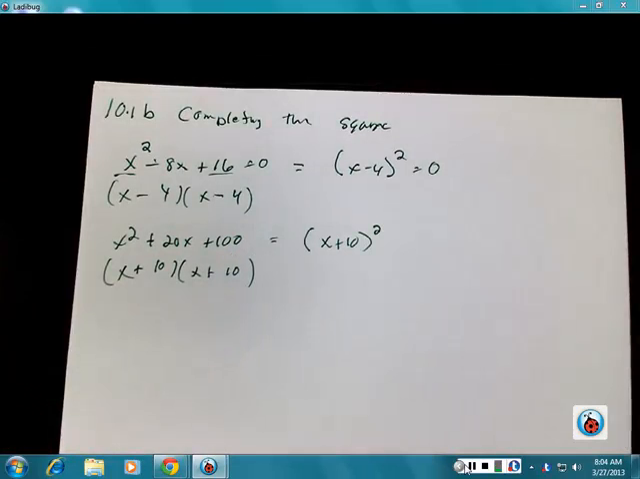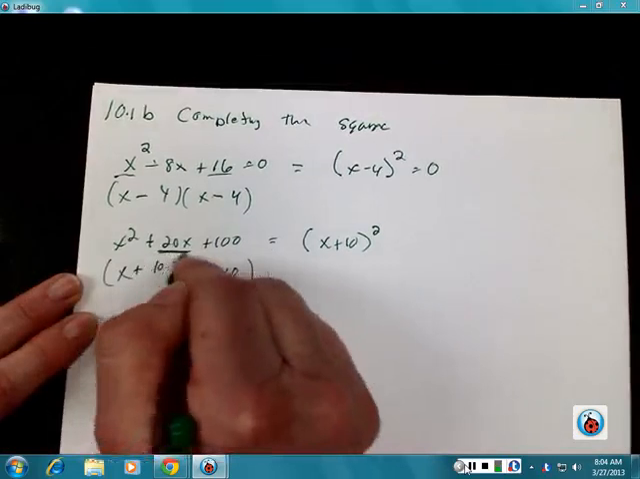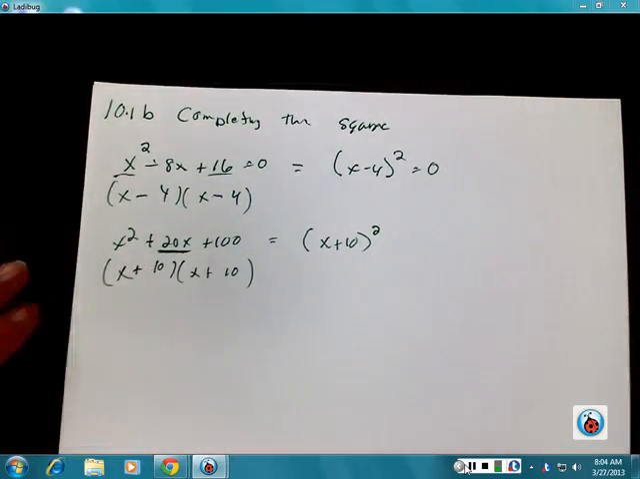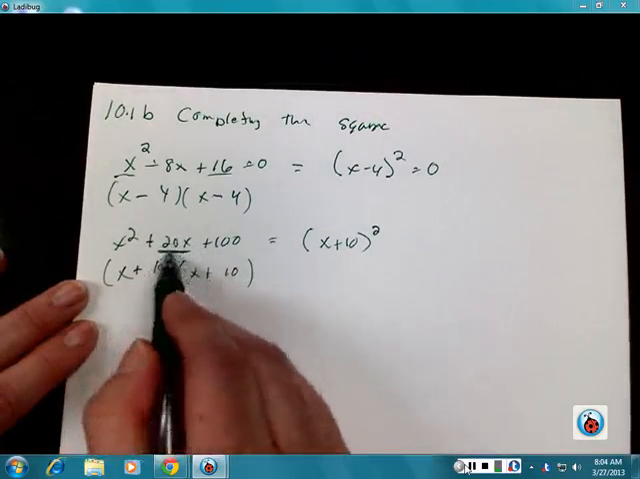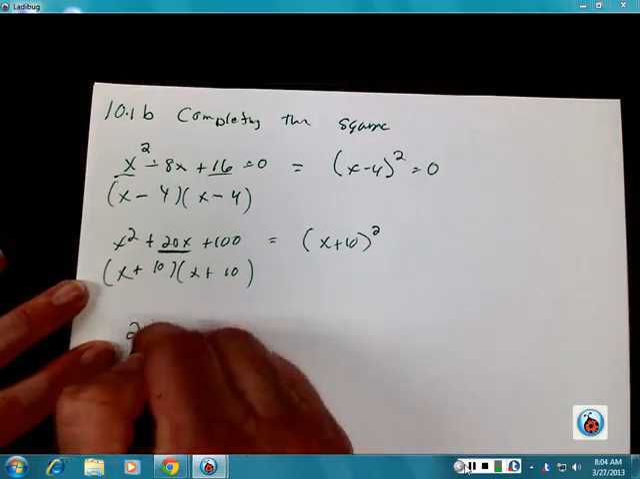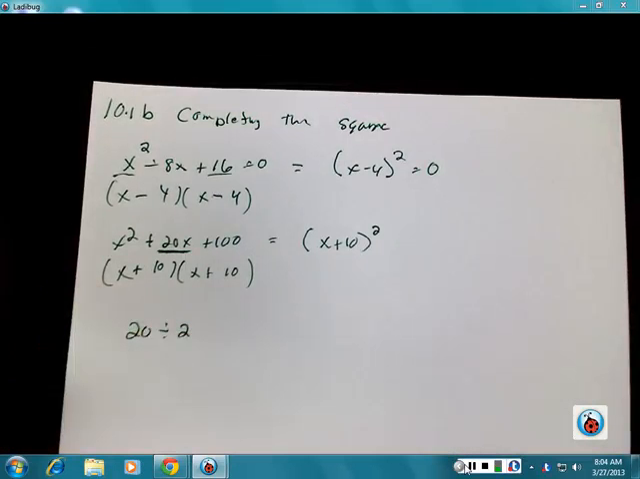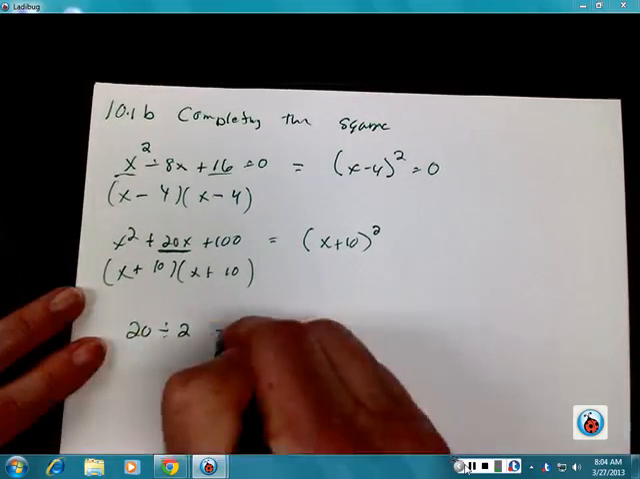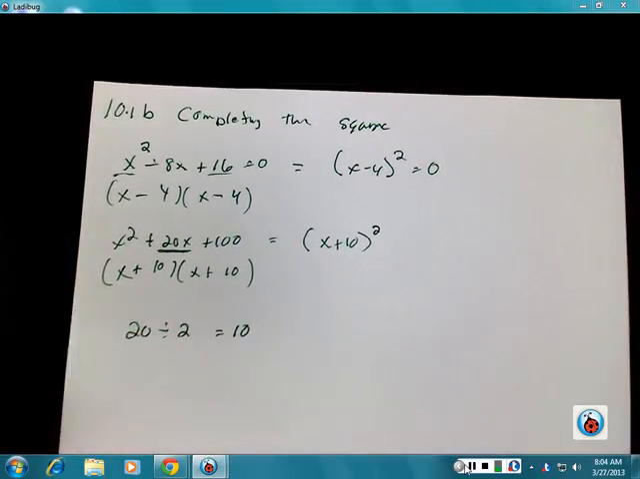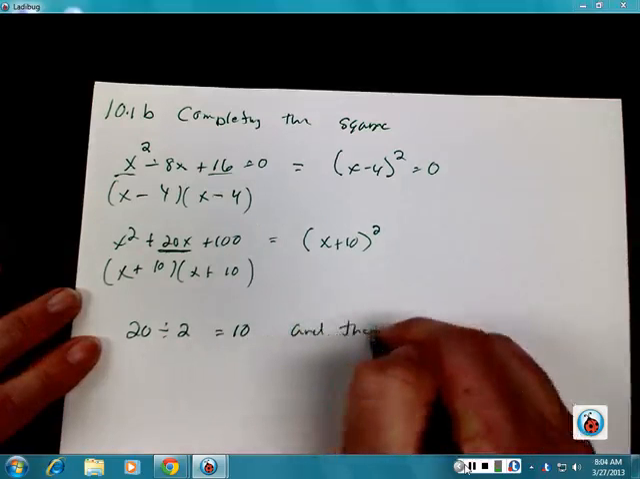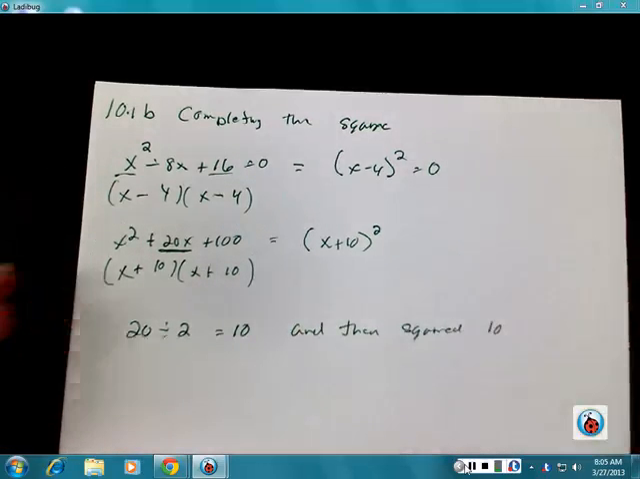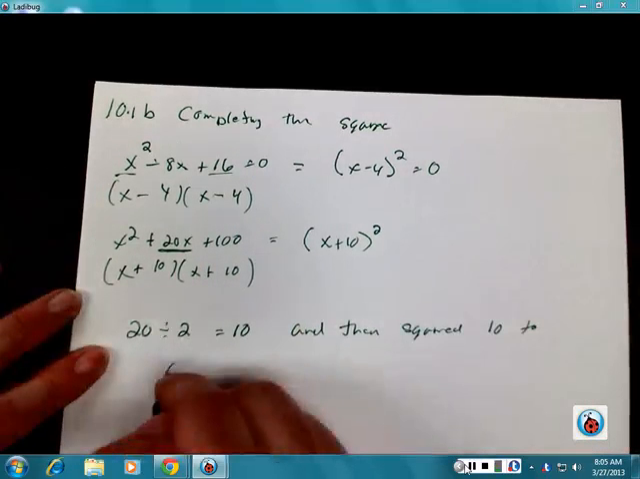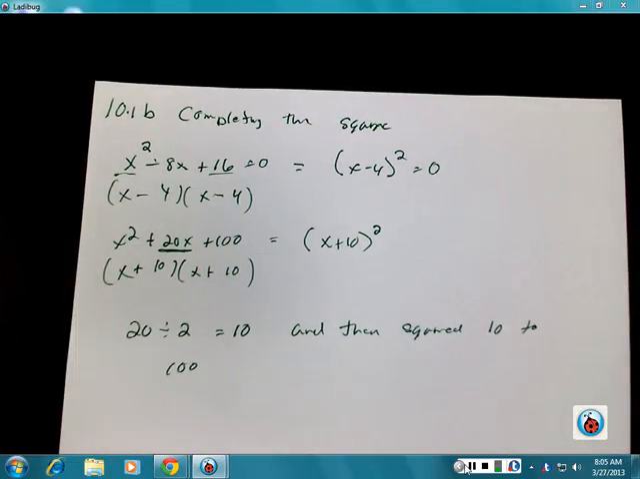So far, so good? Now what makes these happen is the middle piece. What did we do to that middle piece to get our factoring? With that 20, what we basically did is take 20, divide it by 2, which ended up being 10, and then we squared the 10 to get 100 at the tail end. Are we okay with that part?